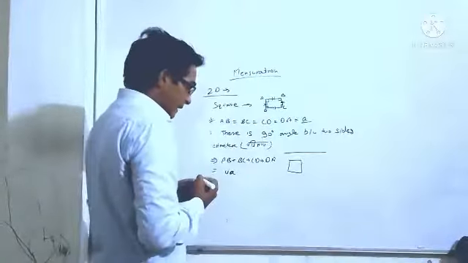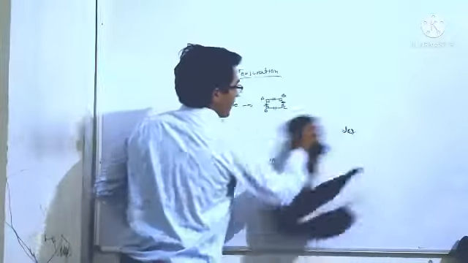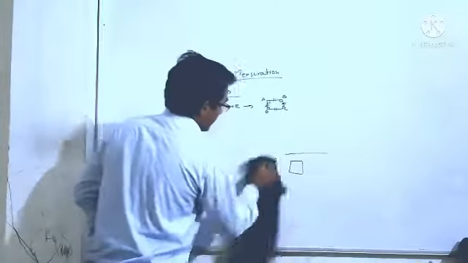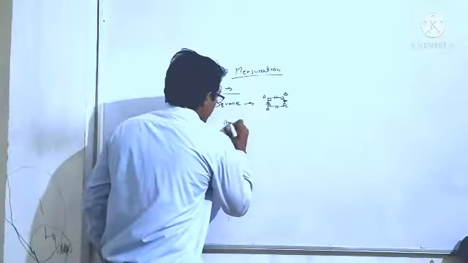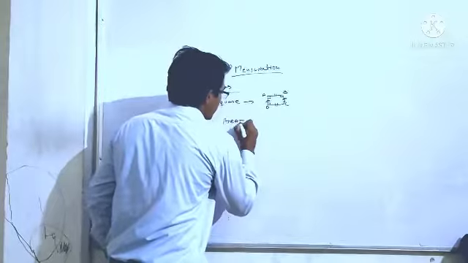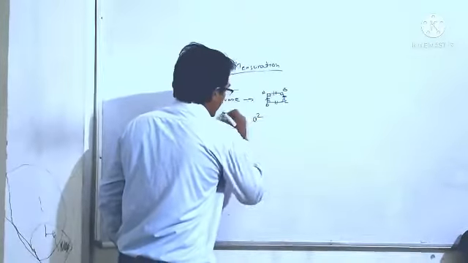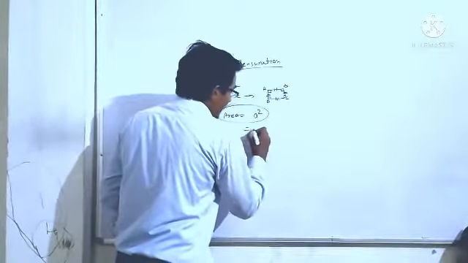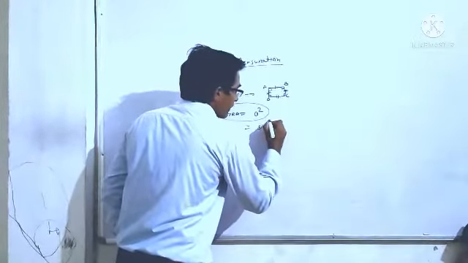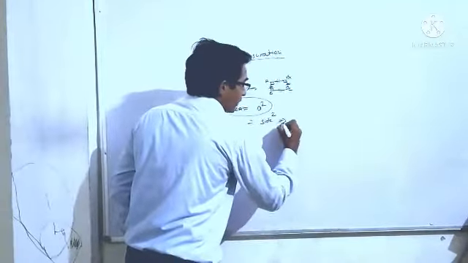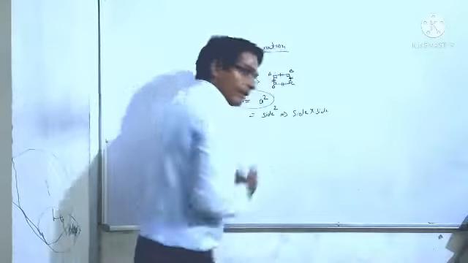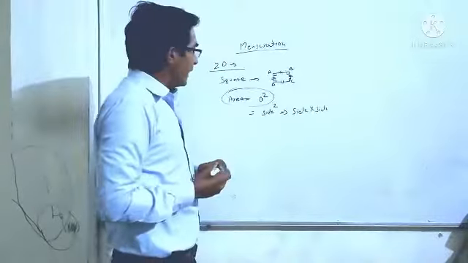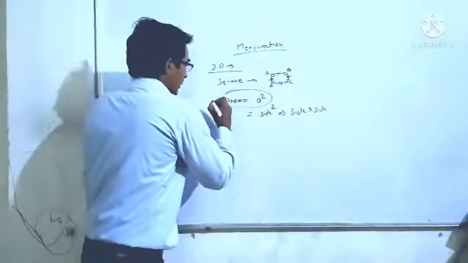And if you talk about area, the area of the square is A square. It means side square, or side into side. That is its second formula.